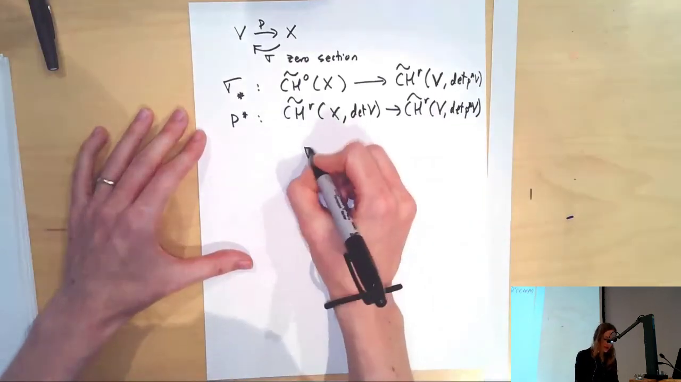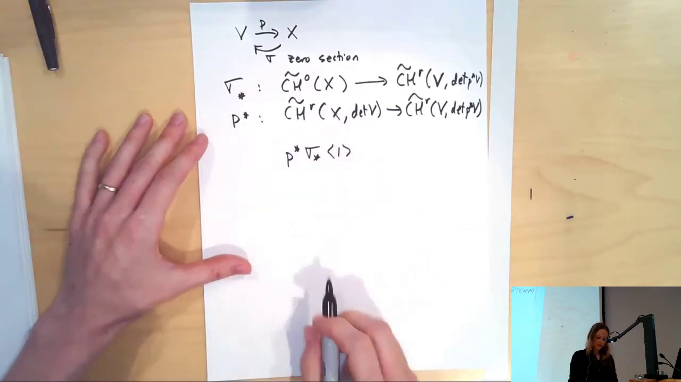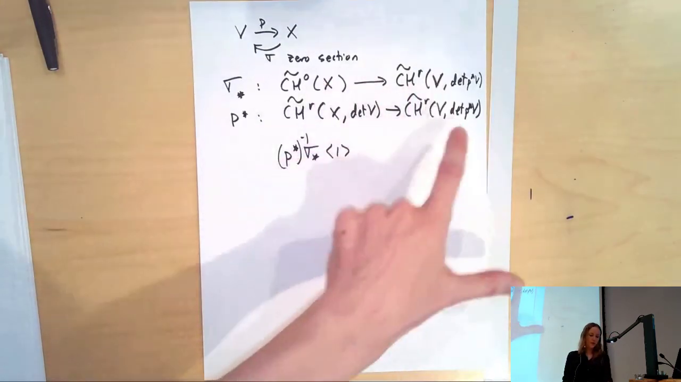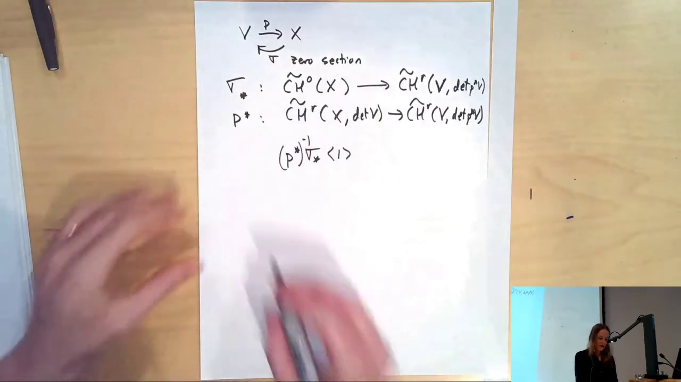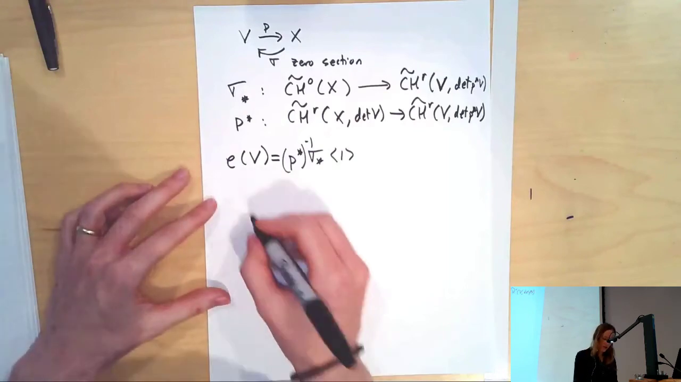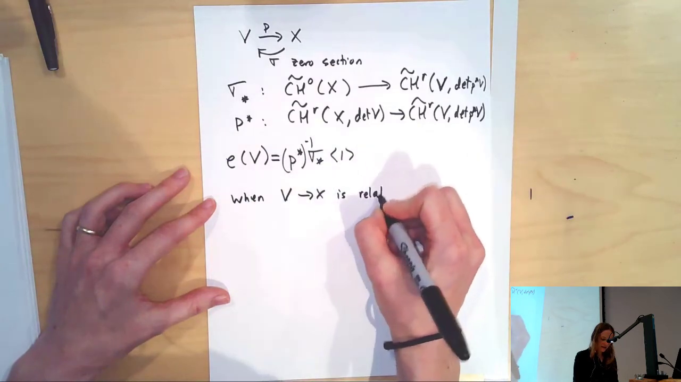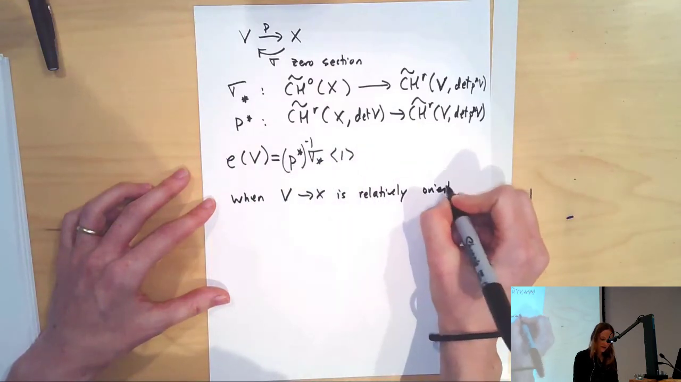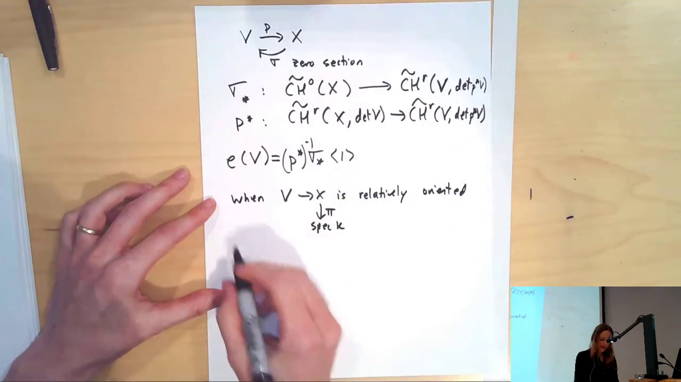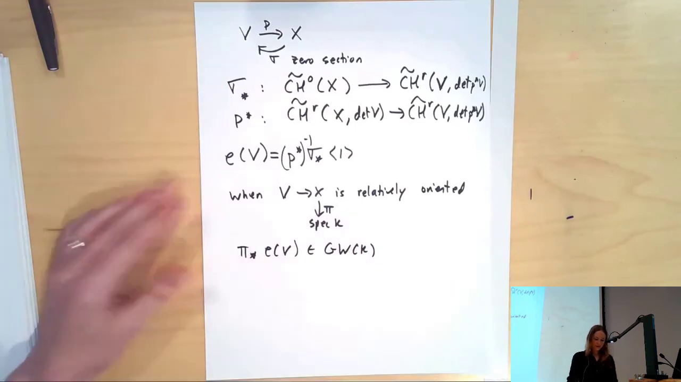So what we can do is take the push forward, and we push forward, and then we view that element inside here, and we get this Euler class. And then when V is relatively oriented, we have some map pi, and we can push forward E of V, and it will land in the Grothendieck-Witt group of K.